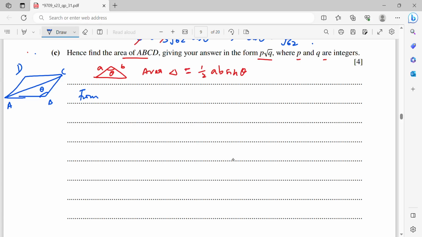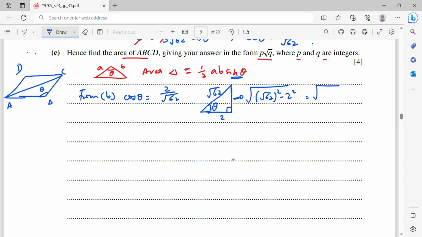So then you can just write from B, cos theta is 2 over square root 62. So from here I can just draw a triangle. Right, if here is 90 degrees, here is theta, because the purpose for me to do this is I need to get what is my sine theta. So cos theta is 2 over square root 62. Cos is adjacent over hypotenuse. So now my adjacent is here. This is the hypotenuse, which means my opposite side is going to be square root of 62 minus 2 squared. So it's going to be square root of 62 minus 4. Then you will get square root of 58. So now this is going to be square root of 58.